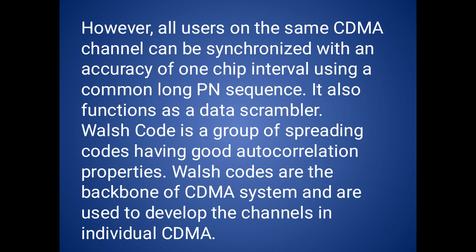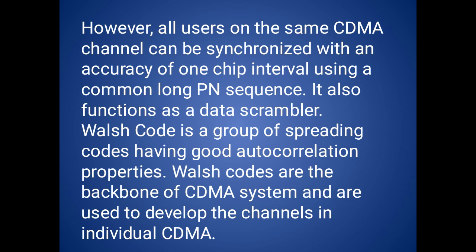However, all the users on the same CDMA channel can be synchronized with an accuracy of 1 chip interval. Accuracy means matching. All the channel users can be synchronized with the accuracy of one chip interval using a common long PN sequence. It also functions as a data scrambler. Walsh code is a group of spreading codes having good autocorrelation properties.